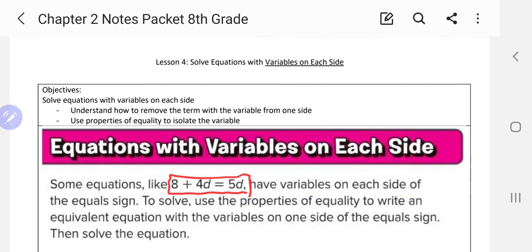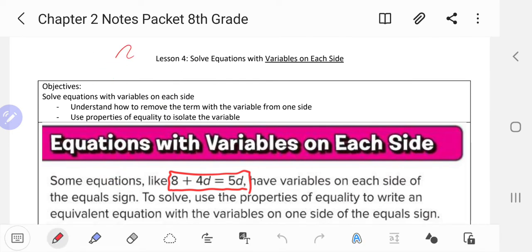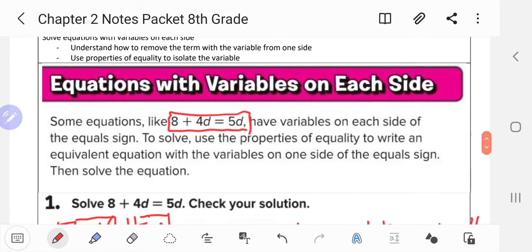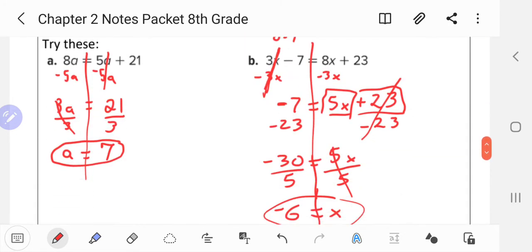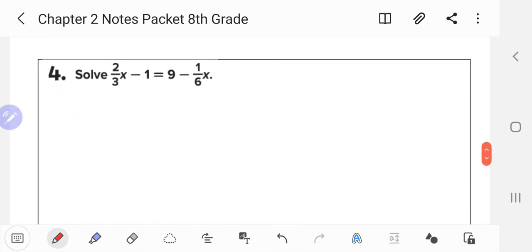Hey, part two. Might be a little bit more difficult, but I have faith. I think you can handle it. Let's see. Part two. Let's go. Lesson 4. Ooh, look at this. Doesn't this look fun? Okay, write the problem very neatly.